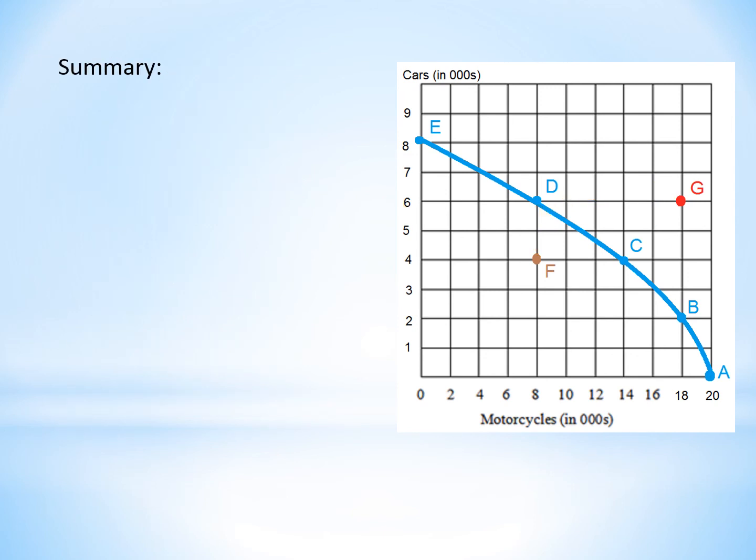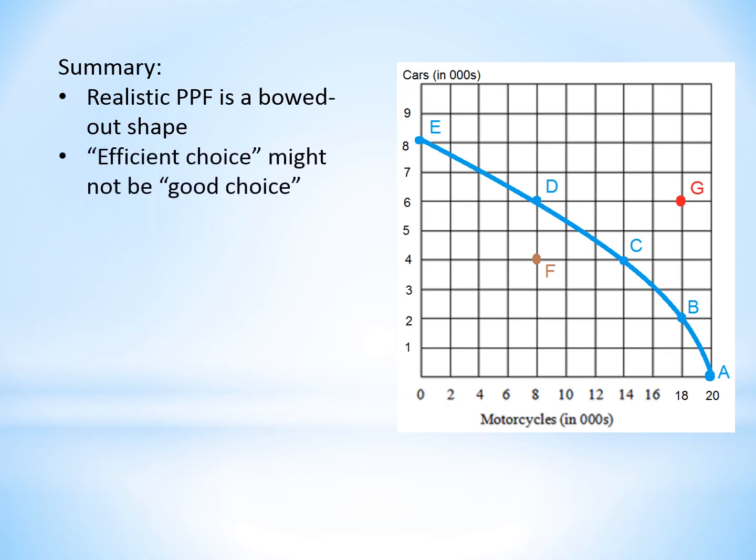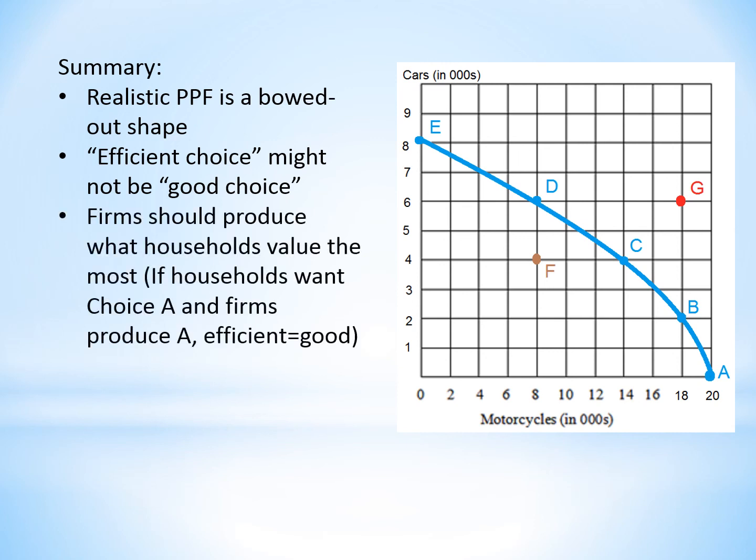Okay, let's see what we have learned from this example. A realistic PPF is about L-shaped. Yes, good. An efficient choice might not be a good choice. It depends, right? Firms should produce what households value the most. So if the households say that we want to buy 20,000 motorcycles and the firms produce at A, 20,000 motorcycles, then the firm's production plan is efficient and it satisfies people the most, so that is also a good choice.